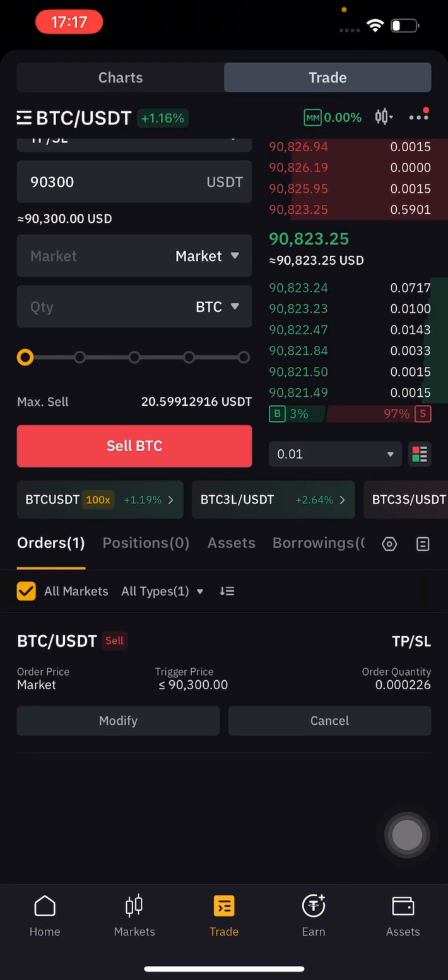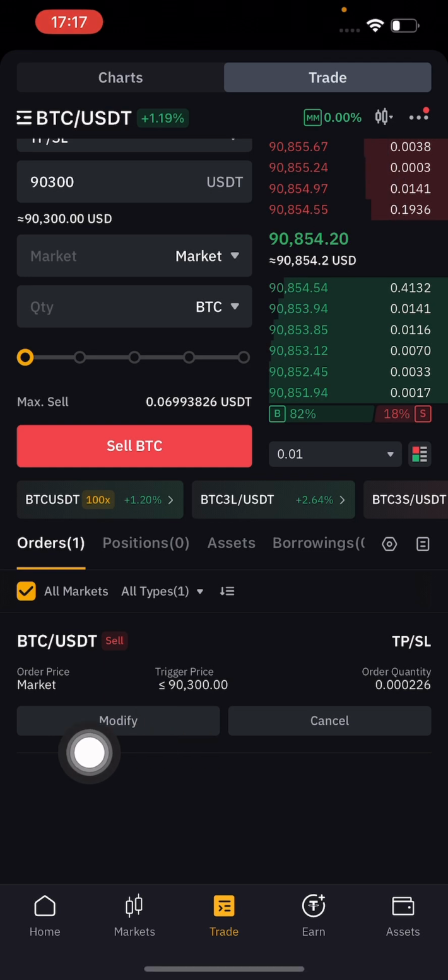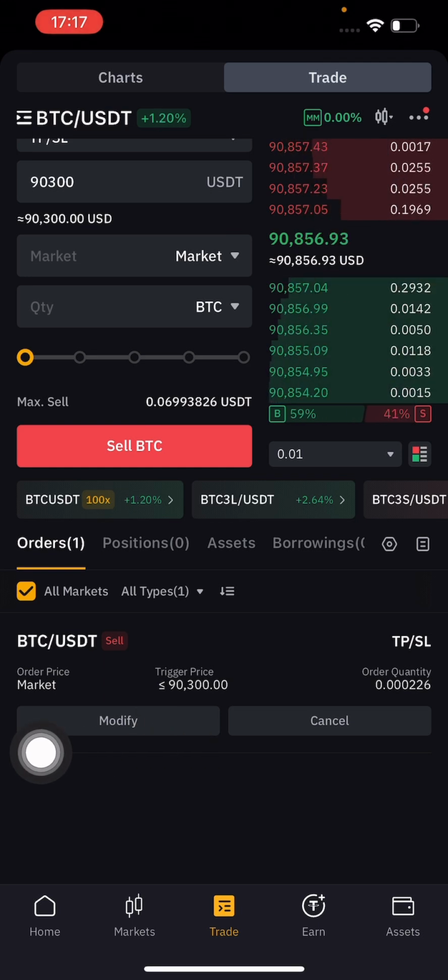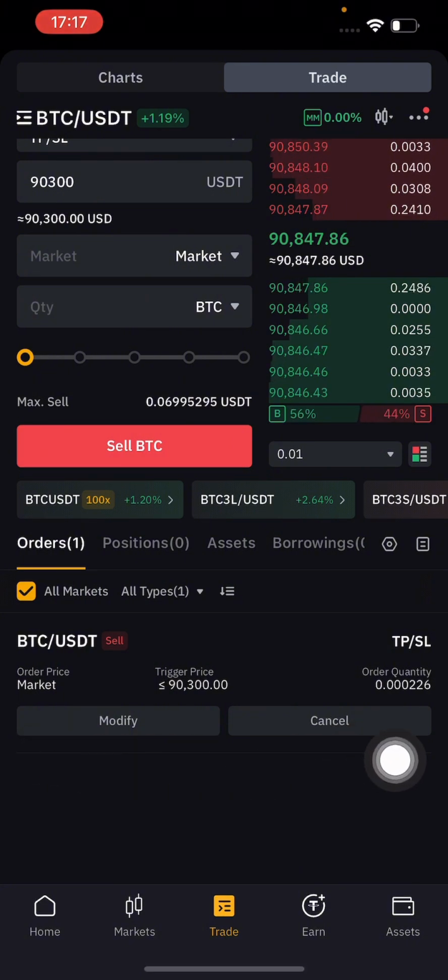And you see the order has been submitted. So if eventually the price of Bitcoin drops and reaches 90,300, it is going to execute, and we're just going to lose just 500. Okay, guys, I hope you get the difference between the take profit and the stop loss.